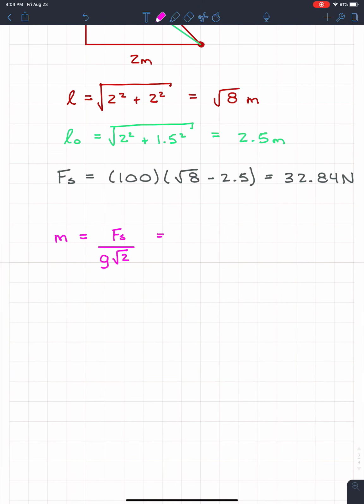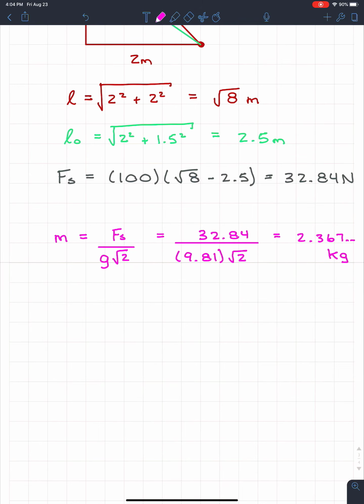And then what we get when we substitute everything in is gravity is going to be 9.81. And then root 2 is just root 2, nothing special. And up top, what we get is 32.84. When we type all of this into our calculator, what we get is the mass is equal to 2.367..., and that'll have units of kilograms.